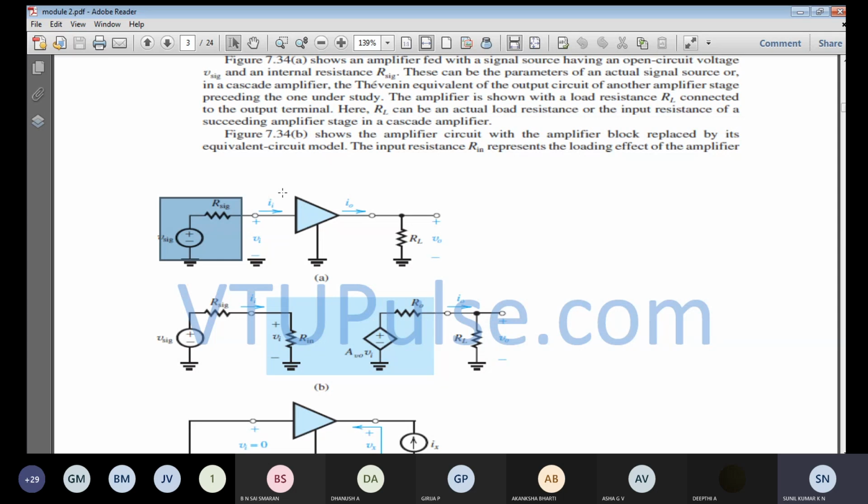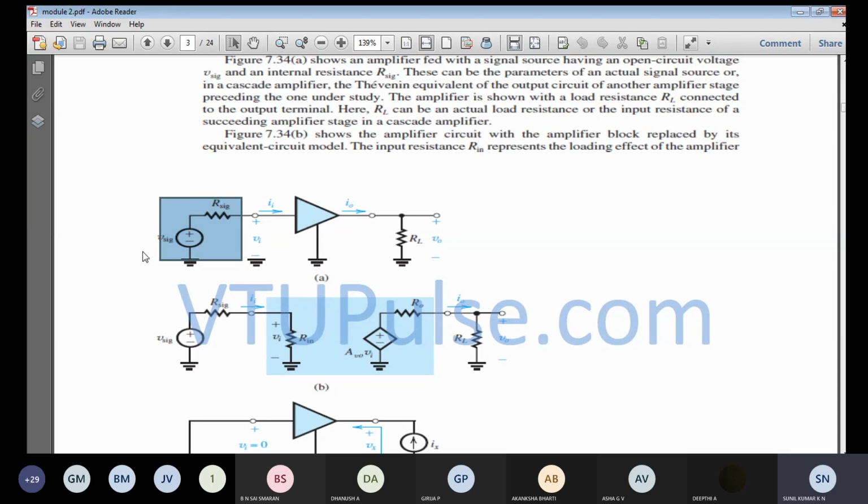When you discuss the amplifier, you can say the output of one stage of the amplifier will be given as an input to the next stage, and the output of this amplifier will be given as an input for the next stage. Like that, in order to achieve higher gain, we cascade more amplifiers. It is also called a multi-stage amplifier.